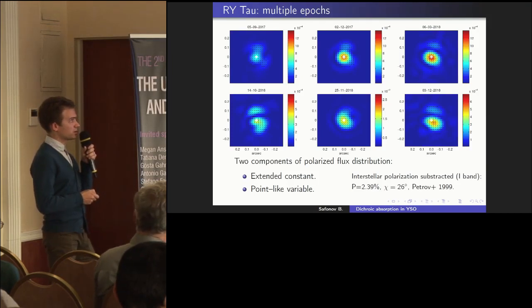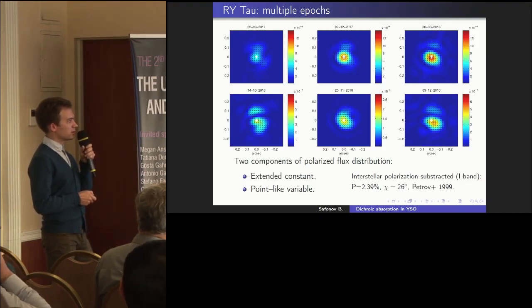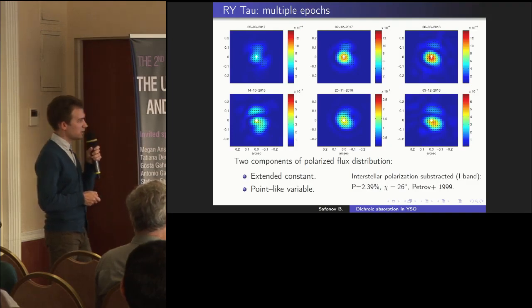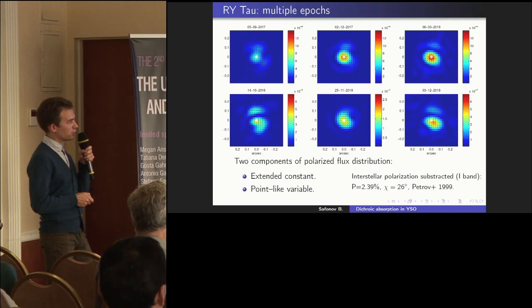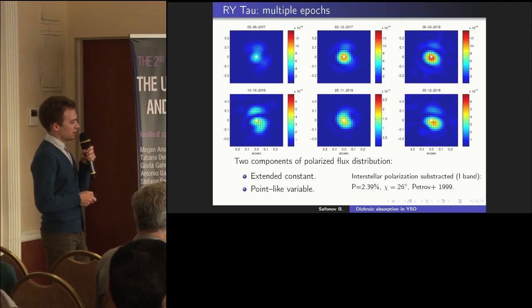Its polarized flux is changing all the time, and sometimes the polarization can change on time scales of weeks. Note that on the 3rd of December 2018, it was faint. The extended structure was prominent, but just a week before, this point-like source was very prominent.